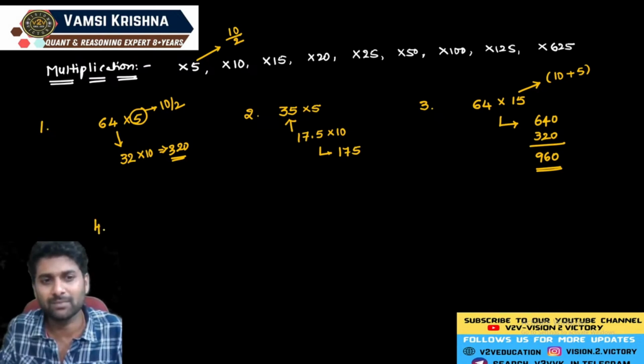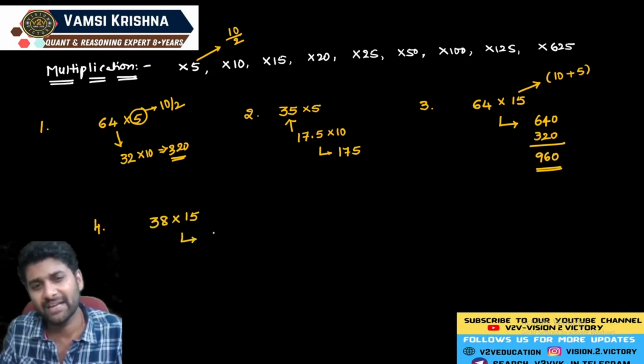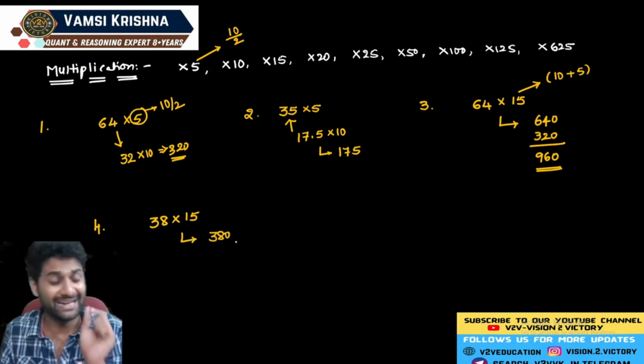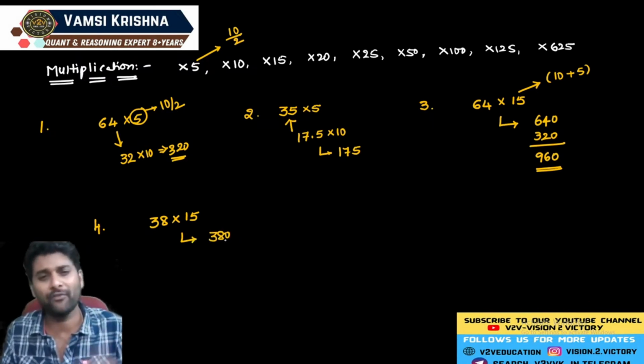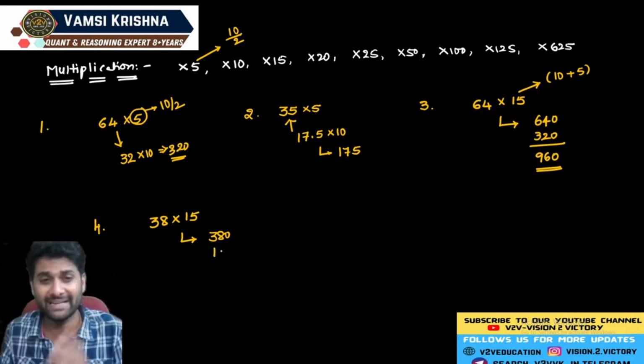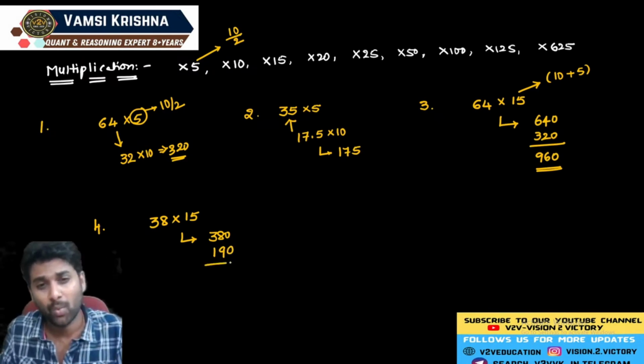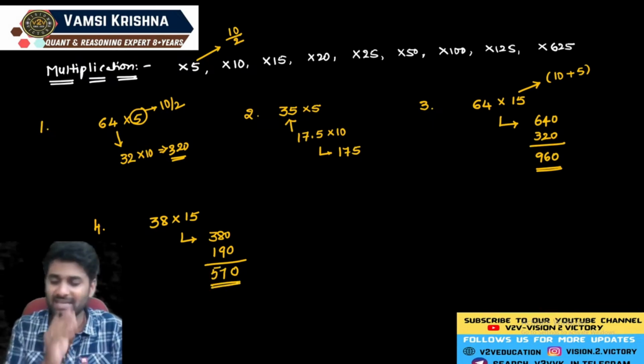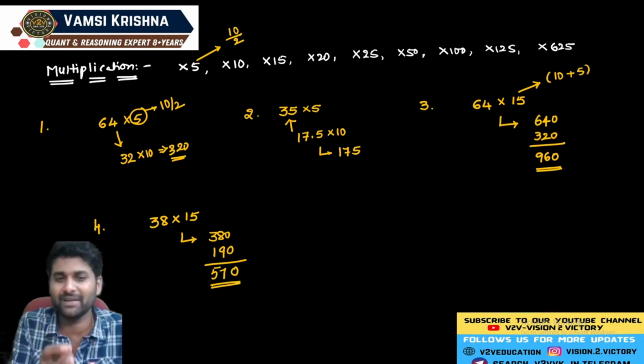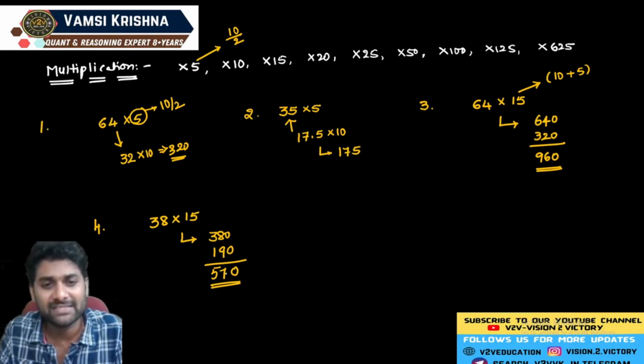Let me take one more example. If 38 is multiplied by 15, what is your answer? If 38 is multiplied by 10, it becomes 380. Now, what about half of 380? Half of 38 is 19, so half of 380 is 190. Now add these values. The sum of these two values is exactly equal to 570. If 38 is multiplied by 15, the resultant is 570.